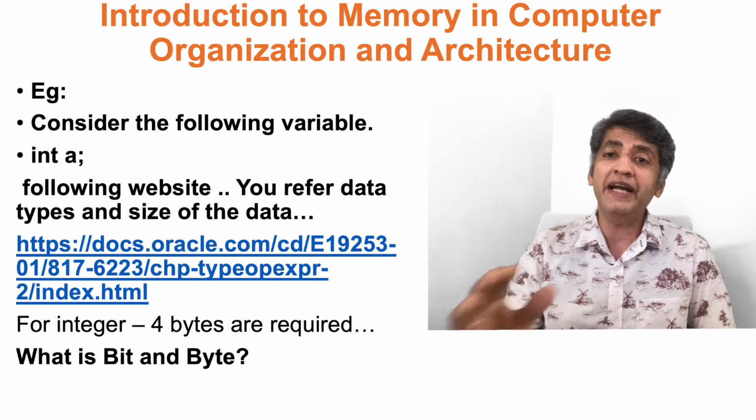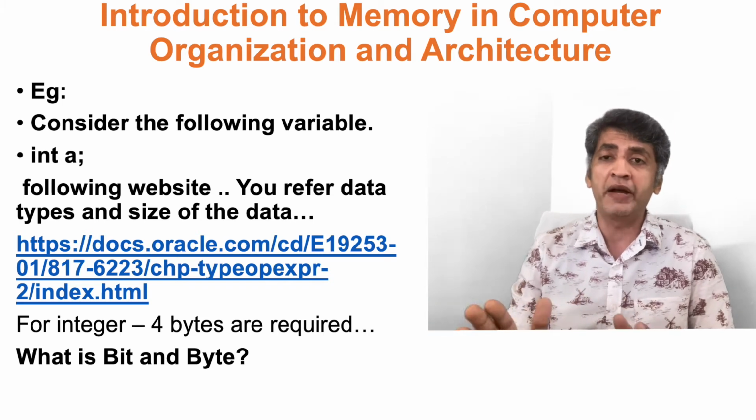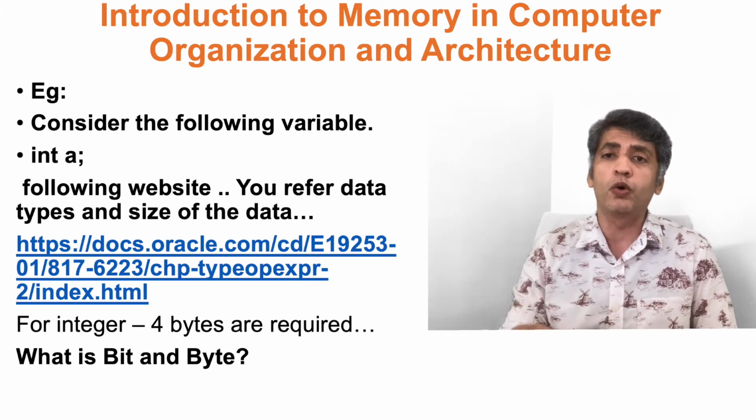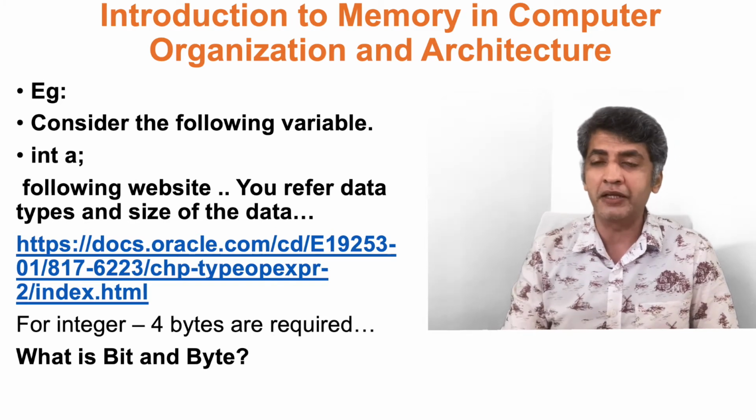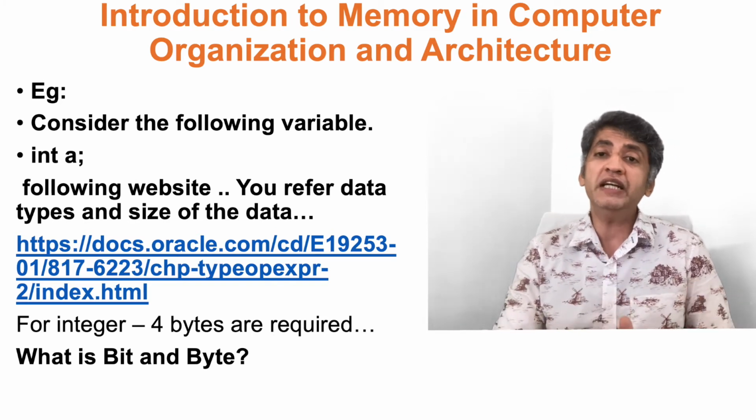So the integer data type, if you want to store it in the system memory, how much is required? 4 bytes are required. This is a standard format. So 4 bytes are required to store an integer data type into memory. Now the other question is, what is a bit and what is a byte?